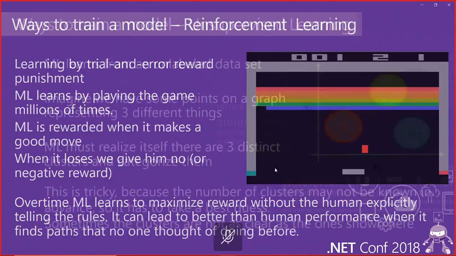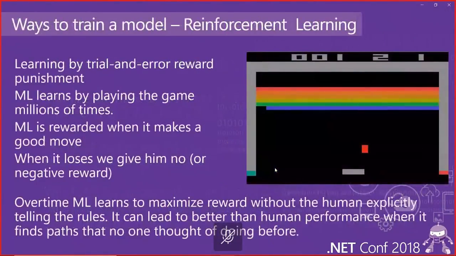And so when we are talking about unsupervised learning, another concept is the way of training data. It can be reinforcement learning, so learning by trial and error, rewarding and punishing the system. What this means is that machine learning, in the case of video games, teaches itself how to play a video game by playing the games millions of times. And the system is rewarded when it makes a good move.